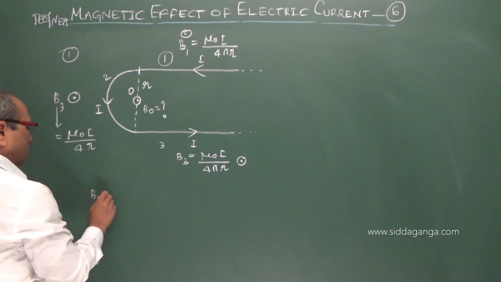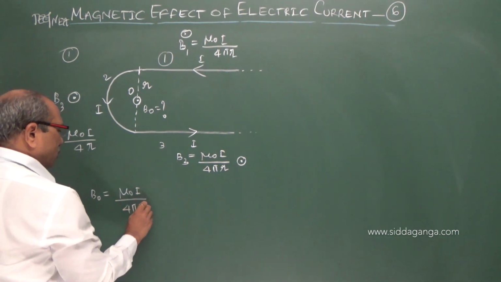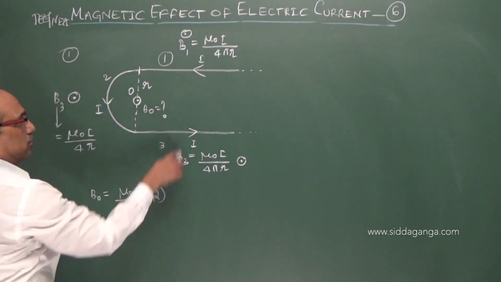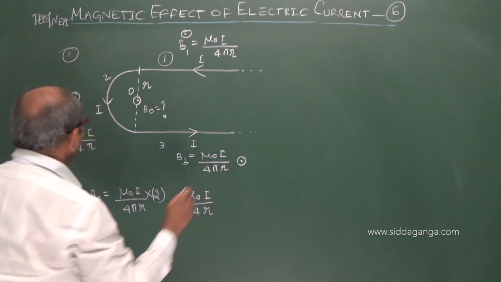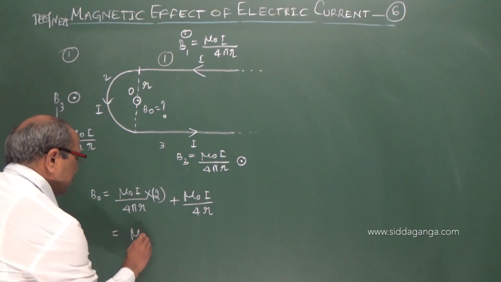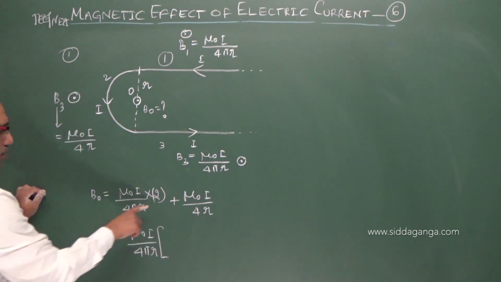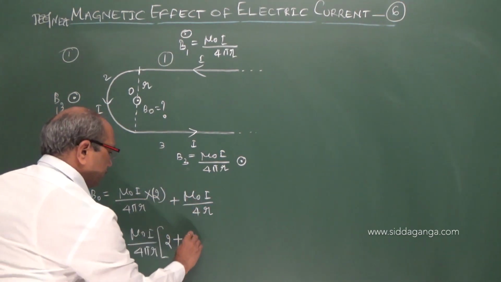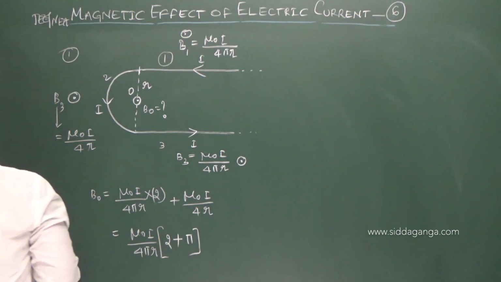Therefore, the field at the center is mu naught I by 4 pi r into 2. I am taking 2 because I added these two, plus mu naught I by 4r. Added these two, multiplied by 2. Keeping as it is mu naught I by 4 pi r, if I bring it out, here you get 2. But in this, you have to multiply by pi, divided by pi to bring pi out. 2 plus pi is the answer.